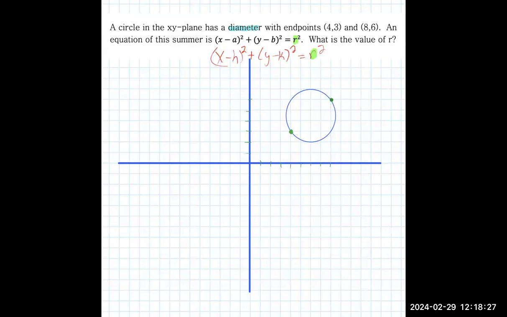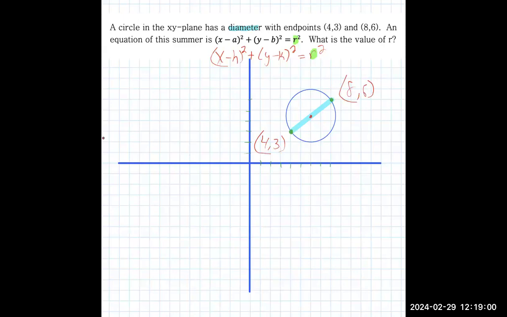In other words, this line here is going across the circle and is passing through the center. And if we can find the length of the diameter, we can cut that in half to find the length of the radius, because that's the relationship between the diameter and the radius. Now, if this is (4, 3) and this is (8, 6), we can find the length of any diagonal segment on an XY plane by using the Pythagorean theorem.